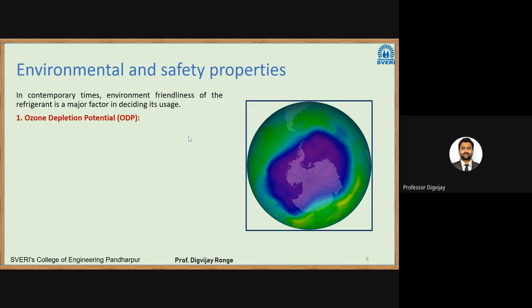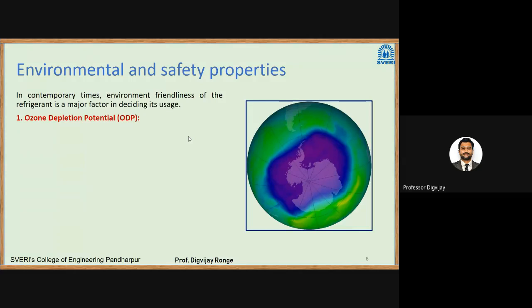But what happens when we use these refrigerants, which are chlorine based? When these CFC gases, chlorofluorocarbon gases, go into the atmosphere, UV rays come in contact with CFCs, and then chlorine is separated from the CFCs. That chlorine reacts with ozone, and that ozone is destroyed. So it is said that one molecule of chlorine can destroy about 1000 molecules of ozone.